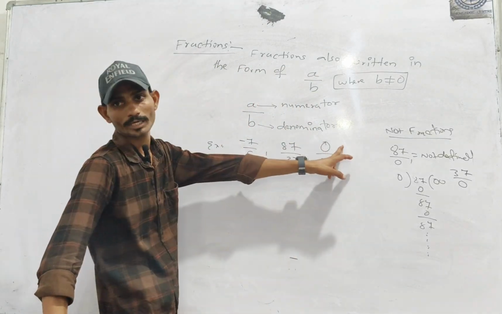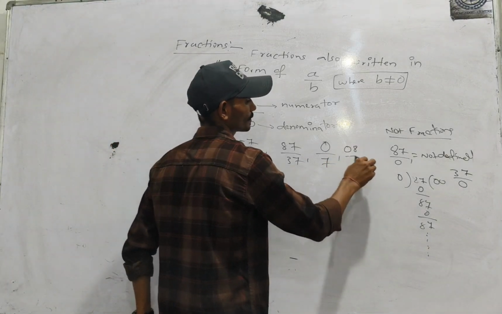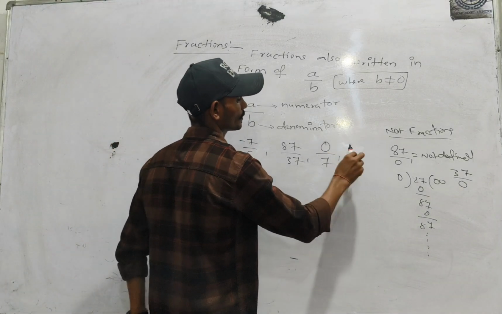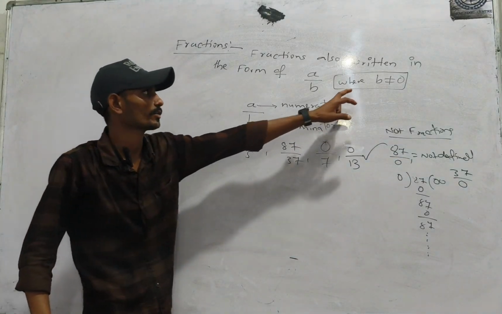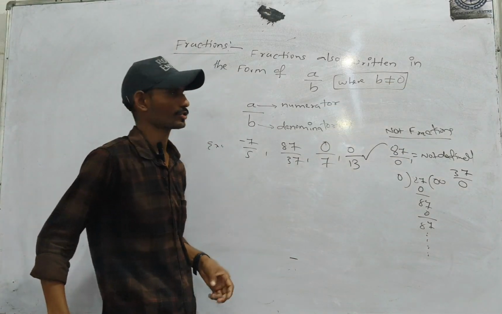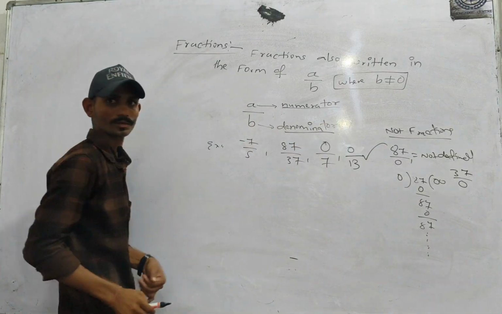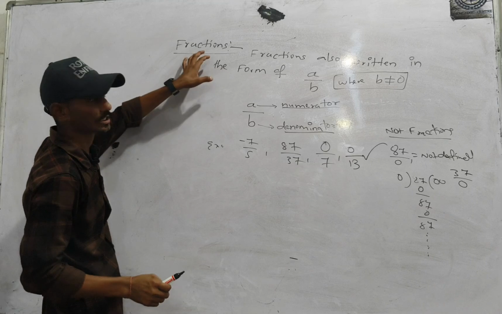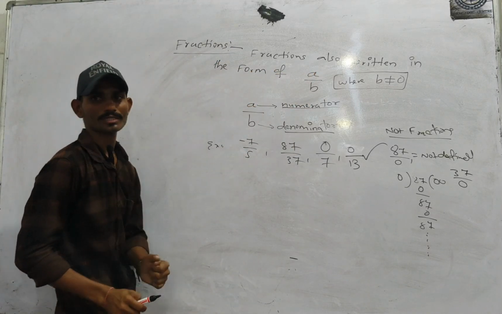Okay, but numerator 0 becomes a fraction. 0 by 37, this is also one type of fraction. I already gave the condition b does not equal 0. Here b is the denominator, a is the numerator. What is the definition of a fraction? A fraction is always written in the form of a by b. A is the numerator, b is the denominator.